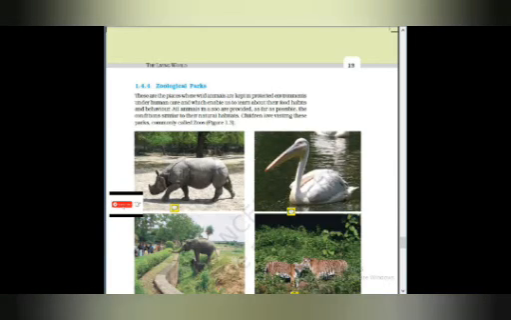Now zoological parks. You know that zoological parks are basically an example of ex situ conservation, and these are basically the captive breeding of endangered animals.